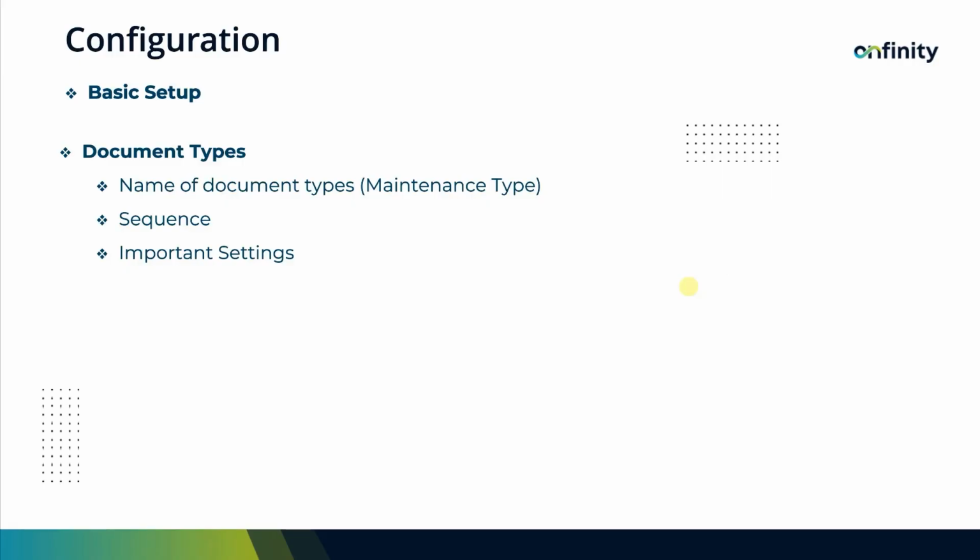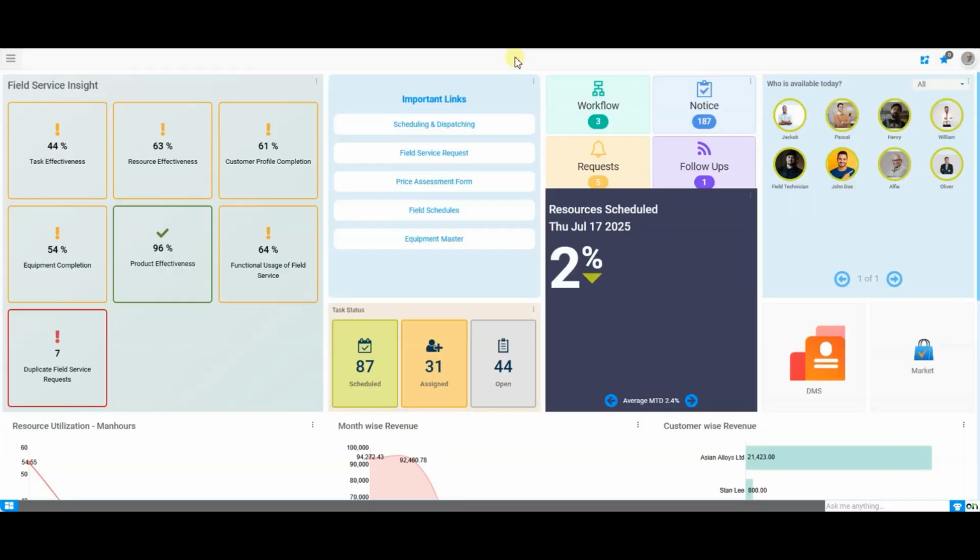We will also understand the names of the maintenance types required in plant maintenance. We will also learn how to configure sequencing in the document type and understand other important settings related to the configuration. This is the landing page of the Onfinity system.